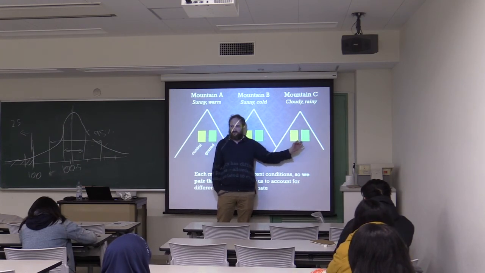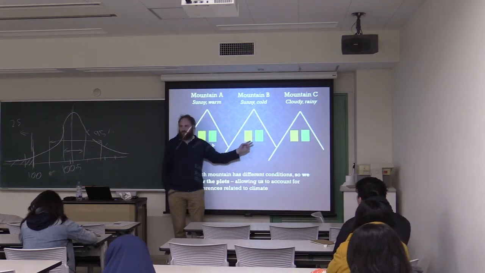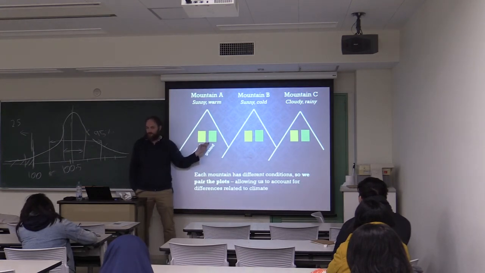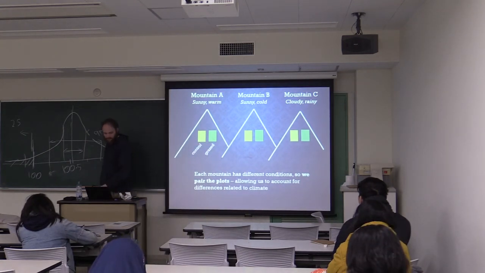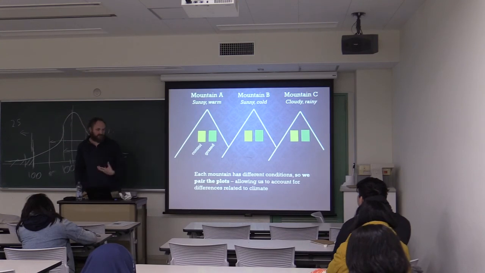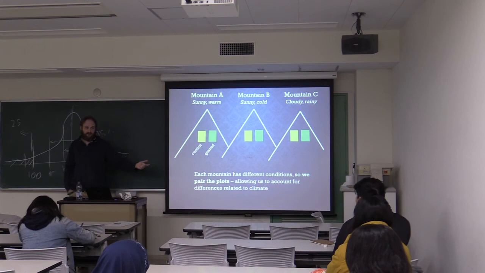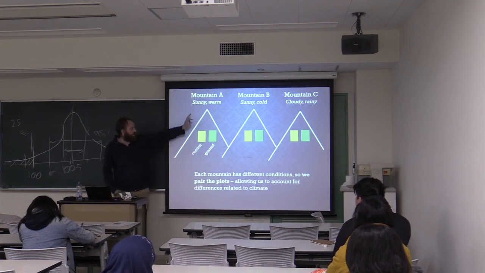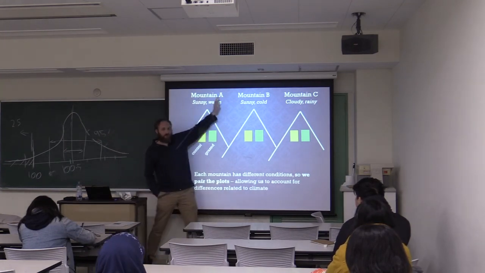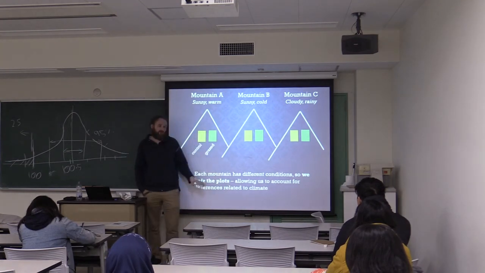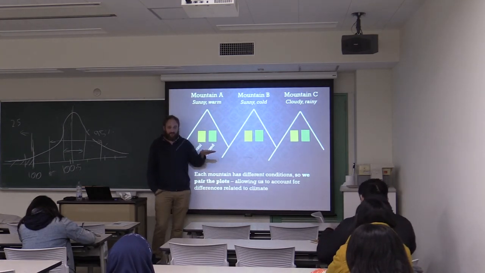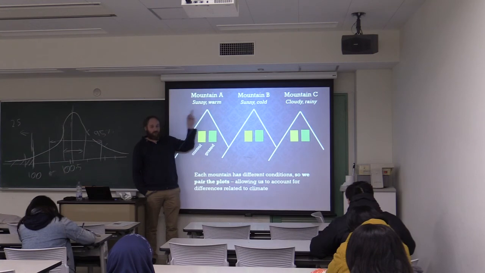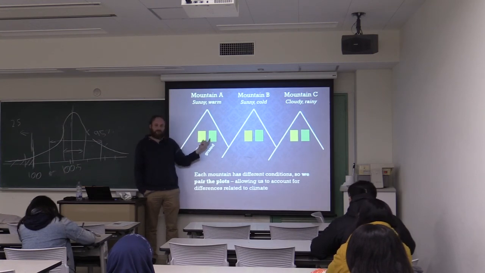What's the difference between these two? What's the difference between these two? And what's the difference between these two? Okay? So we pair the plots, and this allows us to account for outside variability. Our variability here is about climate. By pairing the plots, we can get rid of that factor, right? Because these two have got the same climate. The difference between them is real. It's because of the treatment. Okay?